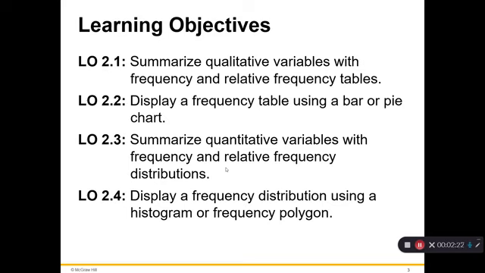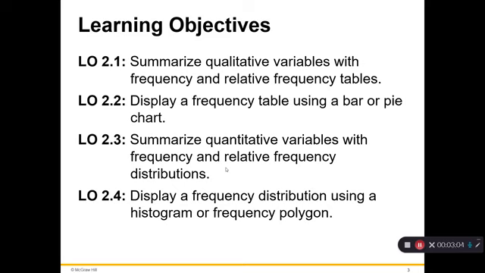The second objective is learning how to display a frequency table using a bar or pie chart. You probably are familiar with bar and pie charts. They're pretty commonly used. A bar chart displays data with the bars representing class frequencies, and a pie chart shows the proportion each class represents of the total.